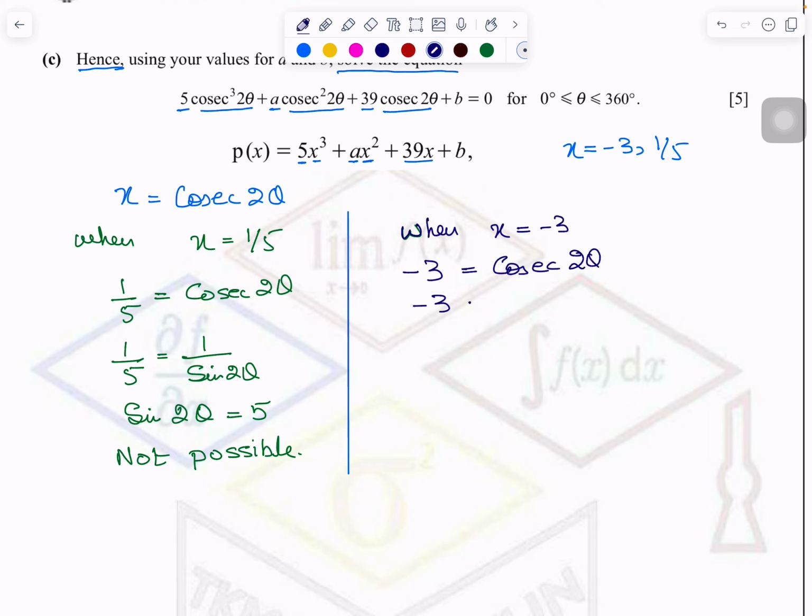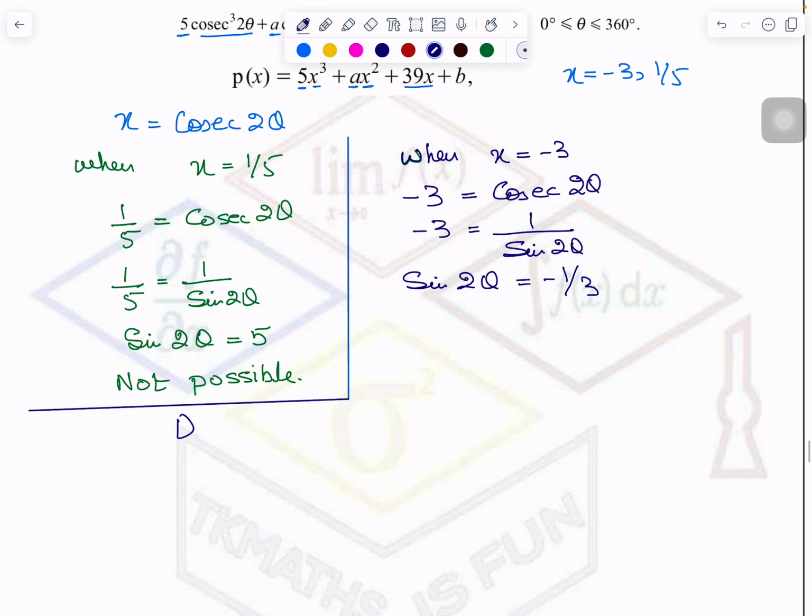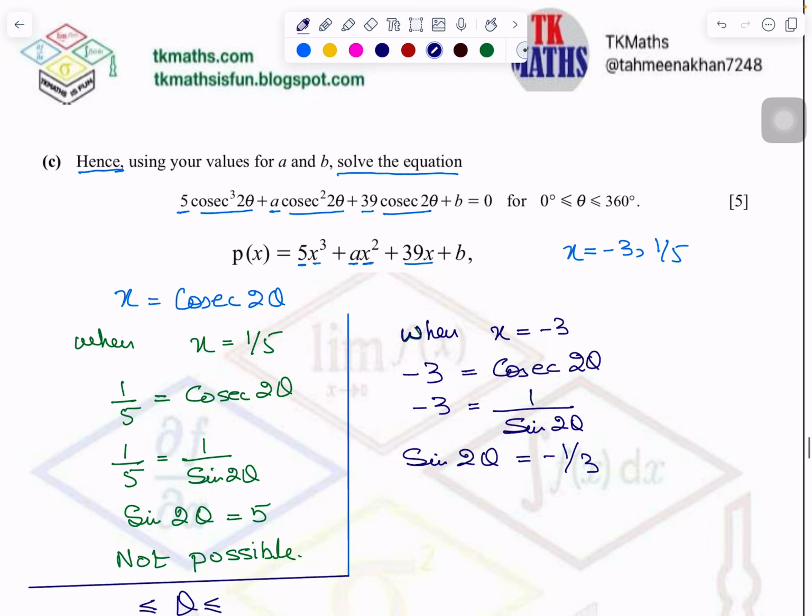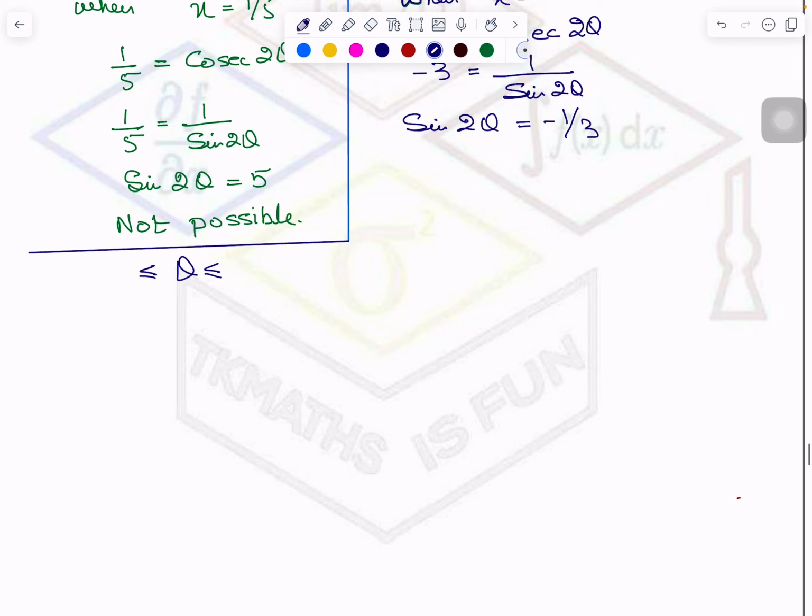Again, I will take the reciprocal of it. It will become 1 over sine 2 theta, which will become sine 2 theta equals minus 1 over 3. Now, the angle is 2 theta, but what is the angle given to you in the question? It is given as theta, so I would like to change it. If you see in the question, the given range is 0 to 360. But I have to take the angle for 2 theta, so I will multiply it by 2 throughout. It will become 720. I am multiplying by 2, nothing else. So my range of angle will be 0 to 720.